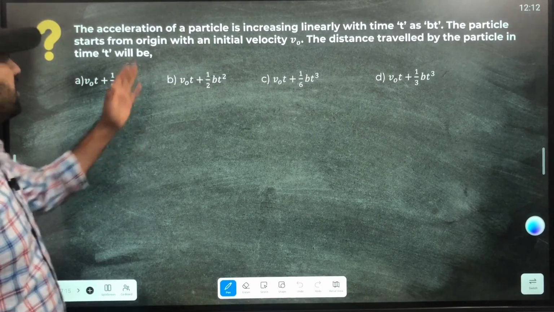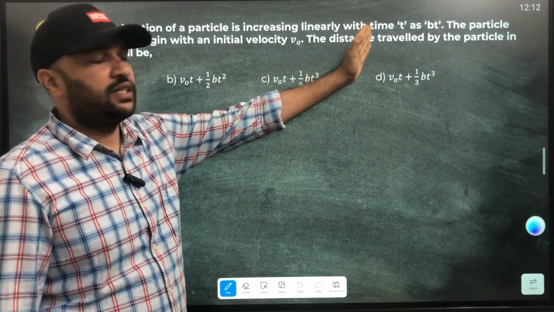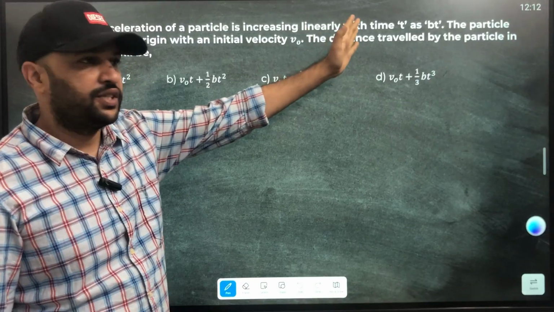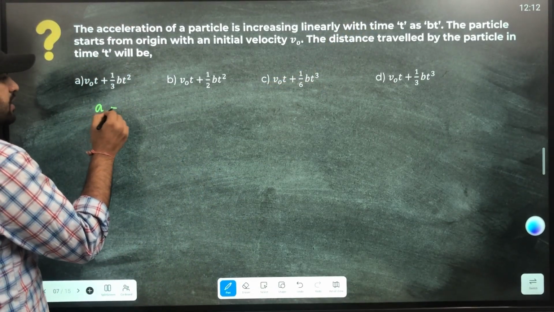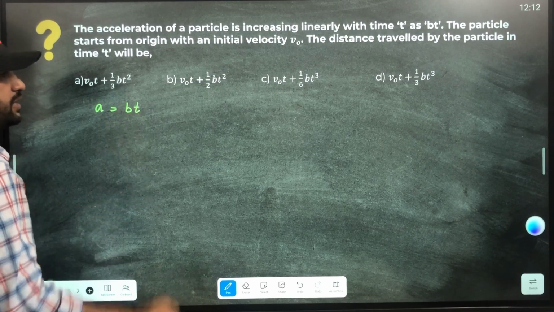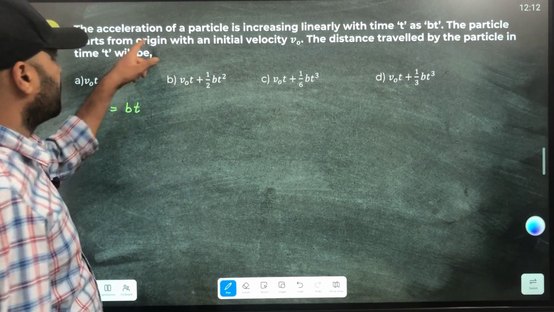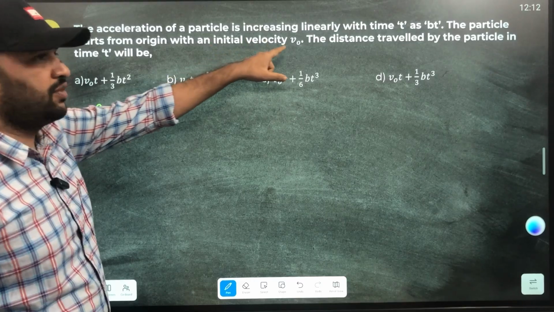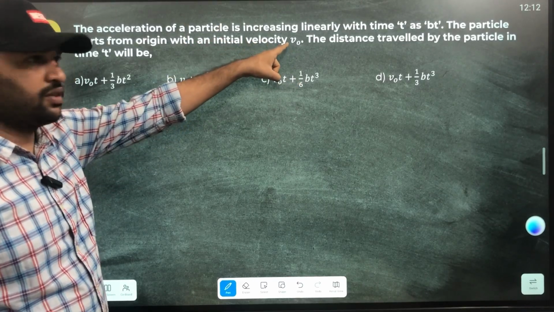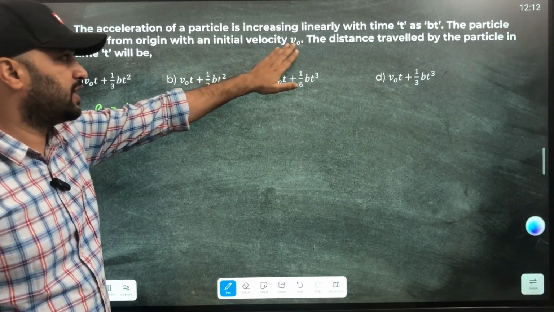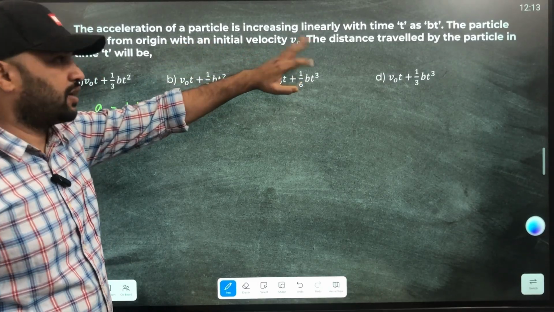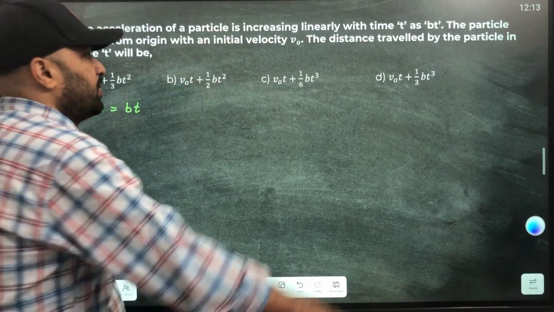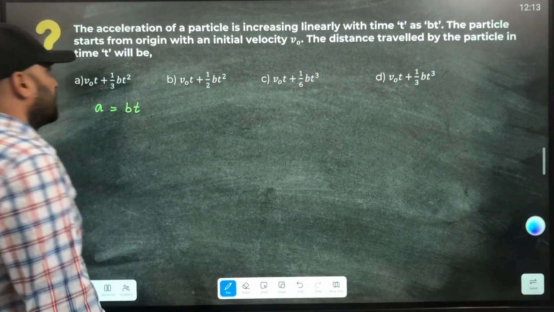Great. The question says the acceleration of a particle is increasing linearly with time t. So it's a variable acceleration, and the acceleration a is how much? It is increasing linearly with time t. So a is bt. The particle starts from origin with an initial velocity v naught. Initial velocity means when the time was t equal to 0, x is 0, but v is v naught. Be very careful. Here we will make use of a few things. The distance traveled by the particle in time t will be how much?